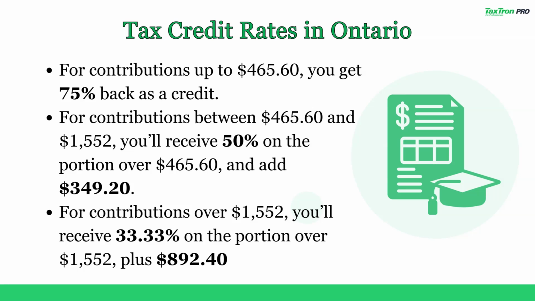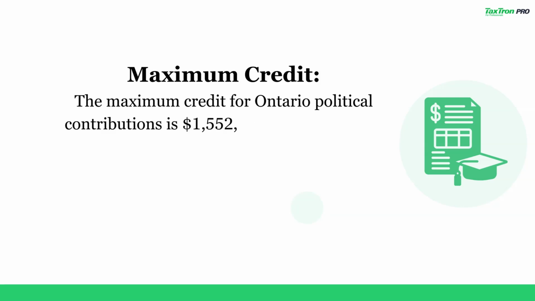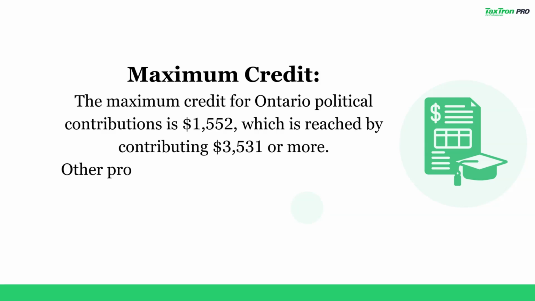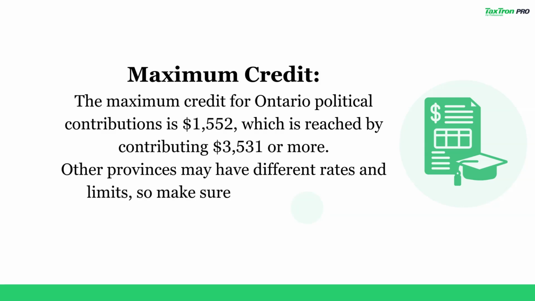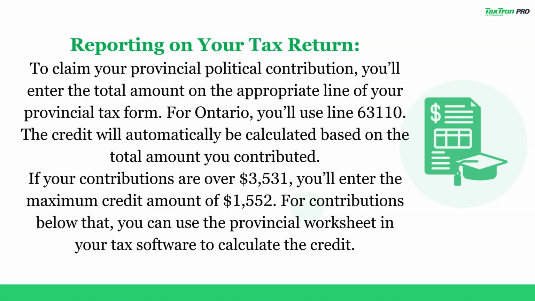$892.40. Maximum credit. The maximum credit for Ontario political contributions is $1,552, which is reached by contributing $3,531 or more. Other provinces may have different rates and limits, so make sure to check the rules specific to your province or territory.